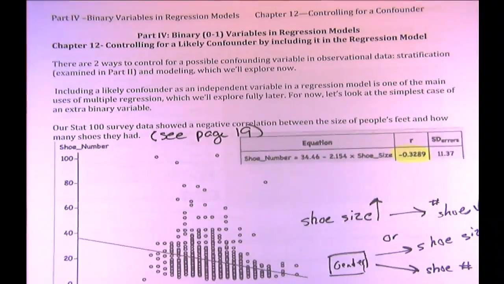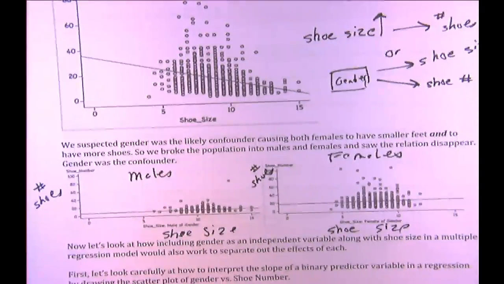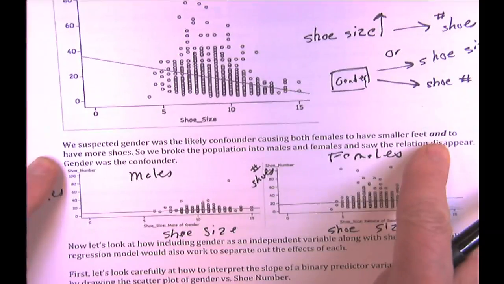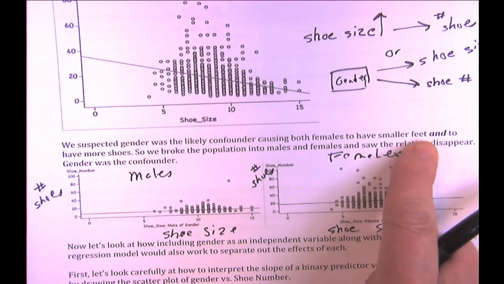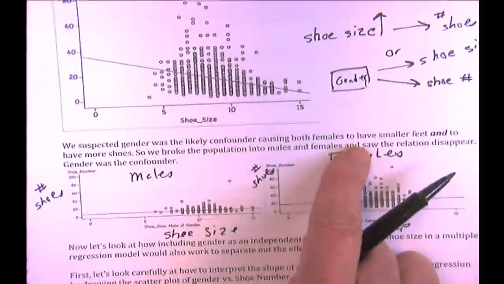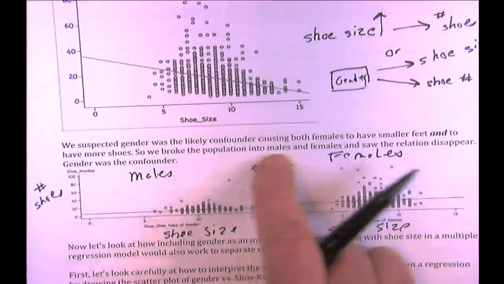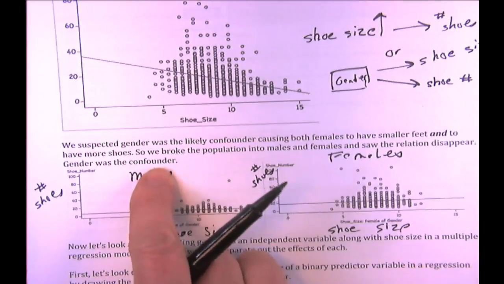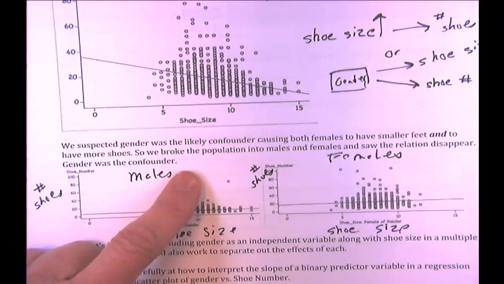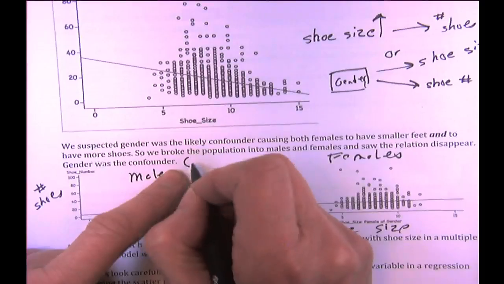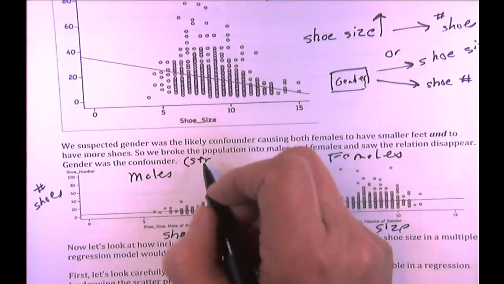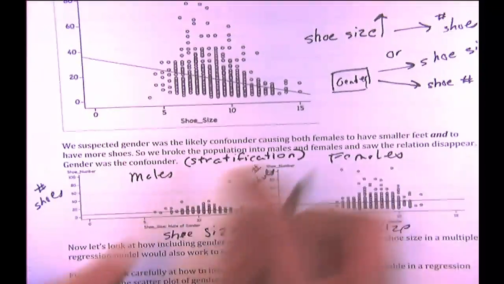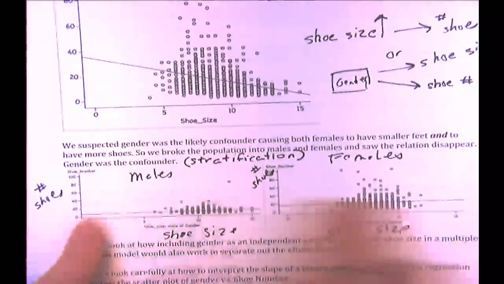So we suspected doing this right here is called stratification. We suspected gender was the likely confounder, causing females to have smaller feet and more shoes, or males to have larger feet and fewer shoes. So we broke the population into two groups along that confounding factor and saw the relationship disappear. Gender was the confounder. We're stratifying along that confounder, that's stratification. And that's what we did in part 2, okay? Nothing new here.